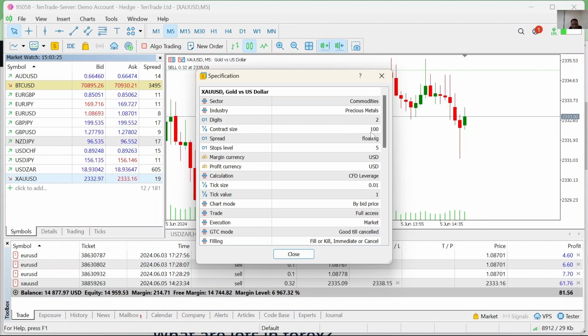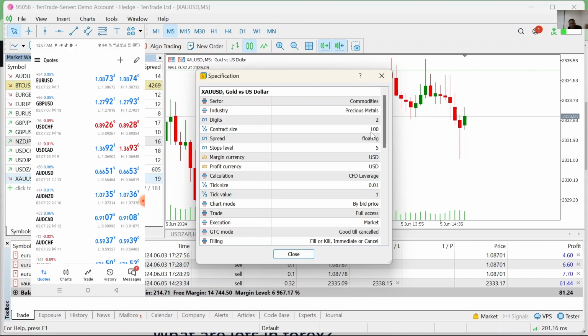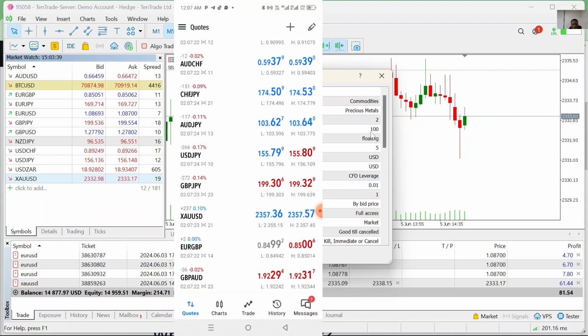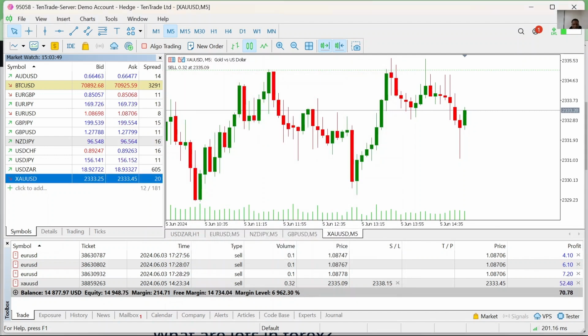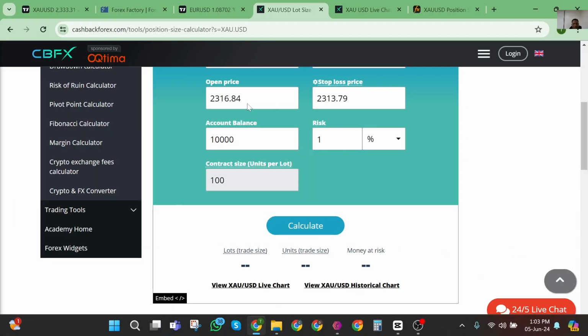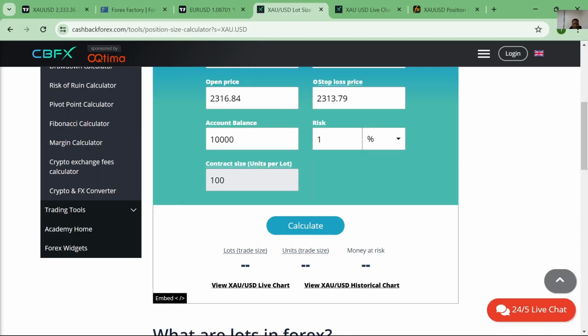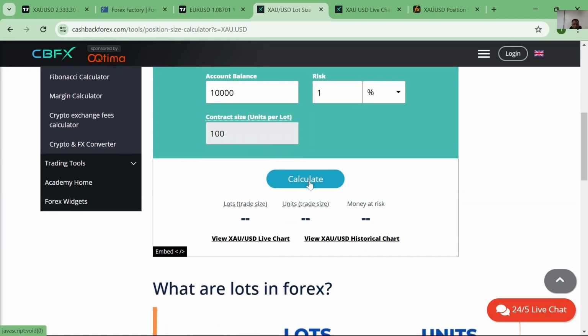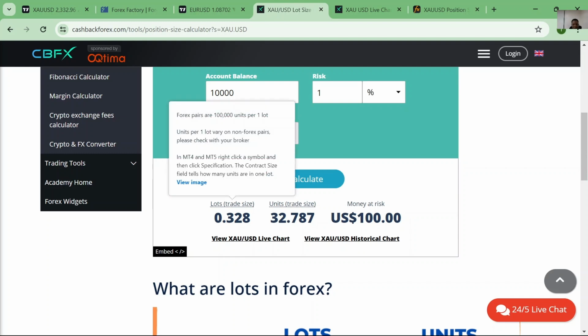If you're using mobile, all you need to do is go to quotes, click on gold, click on symbol properties, and you're going to see the contract size. In this case, we already know this is 100. You close it and go straight back to our position size calculator. We're going to leave it at this default 100. You click OK, and you can see every piece of information we need to make this trade happen has been displayed.